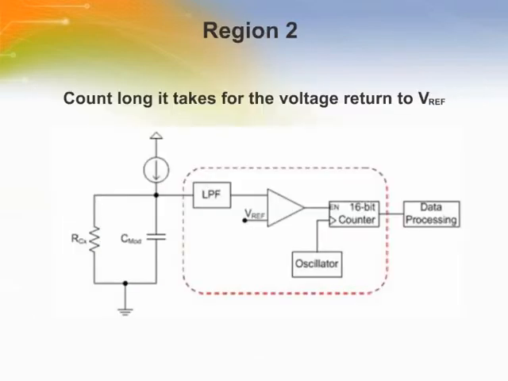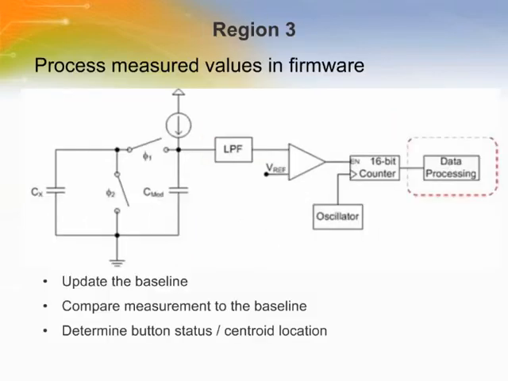Next, this voltage is passed through the low-pass filter and fed into the comparator, which compares it to Vref. The output of the comparator feeds the counter, which counts how long it takes for that voltage across CMOD to cross that Vref threshold.